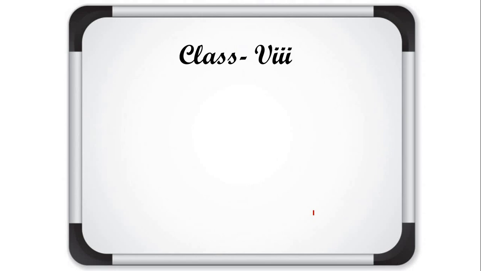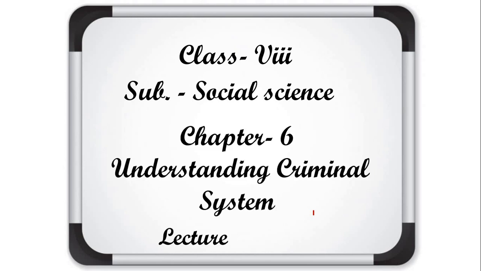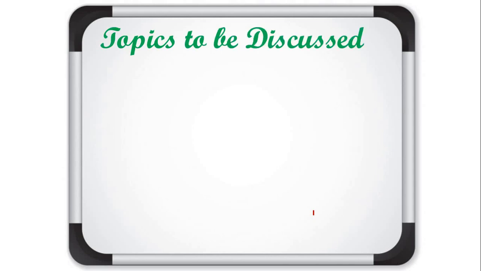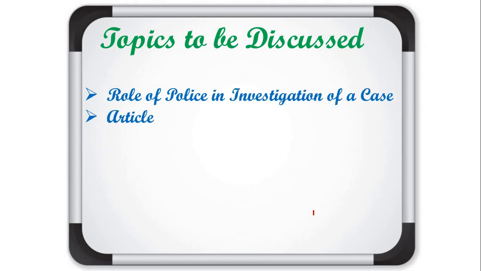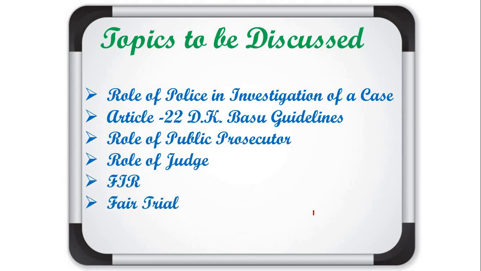This video is for class 8 subject social science. Today we are going to start Civics chapter 6, understanding criminal system. It is the first lecture of this chapter, and in today's lecture topics to be discussed are: first one, role of police in investigation of a case, Article 22 or D.K. Basu guidelines, role of public prosecutor, role of judge, FIR, fair trial, home, and last homework will be assigned to you. So students, let's start today's discussion.